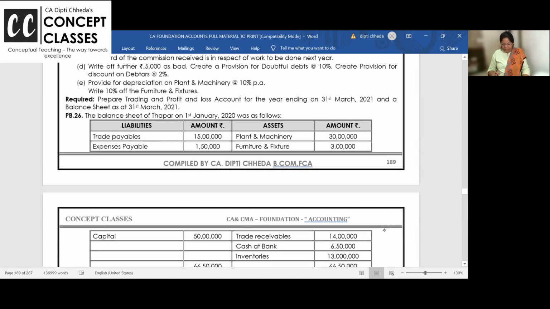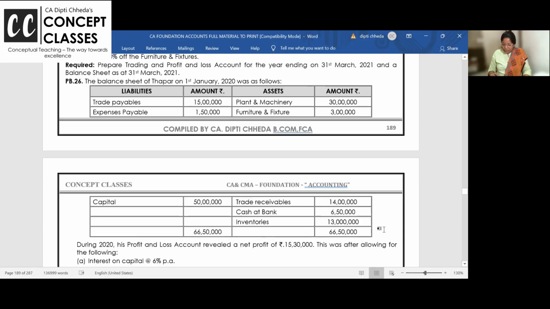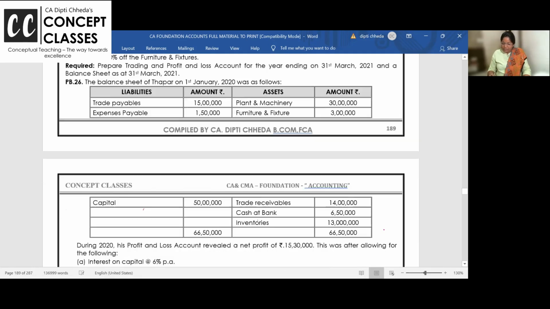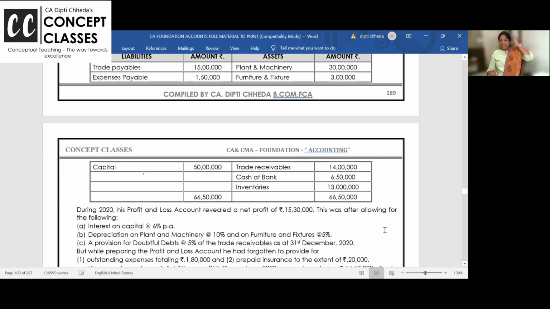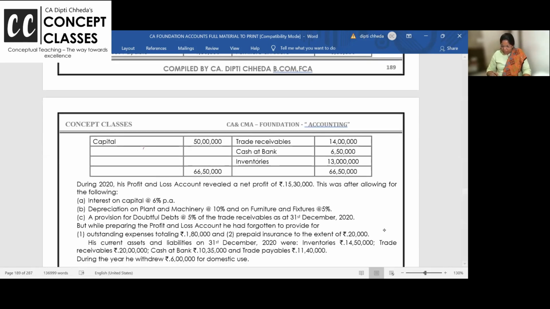26th problem I am doing right now. Balance sheet of Thapar is given to you. Trade payables, expenses, plant and machinery, furniture and all. Now during the year December 20. See, sometimes they are giving January to December, sometimes April to March. You have to be very careful. P&L account revealed a net profit of 15,30,000. This was after allowing for the following: interest on capital, depreciation on the plant and machinery, a provision for doubtful debts.